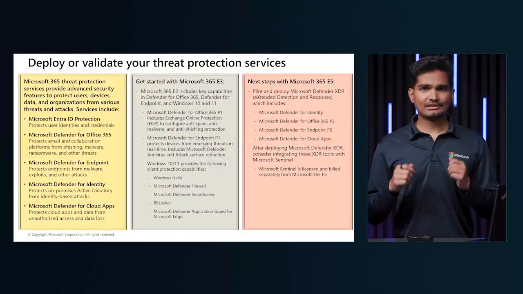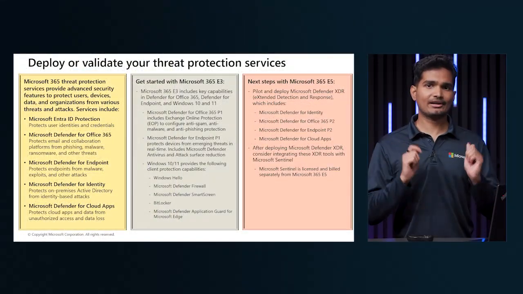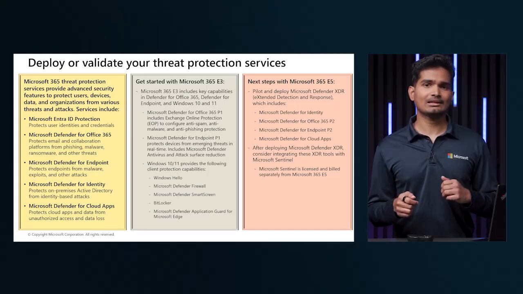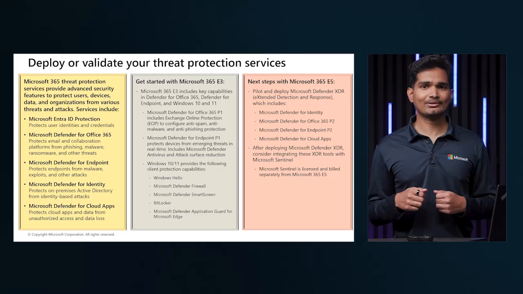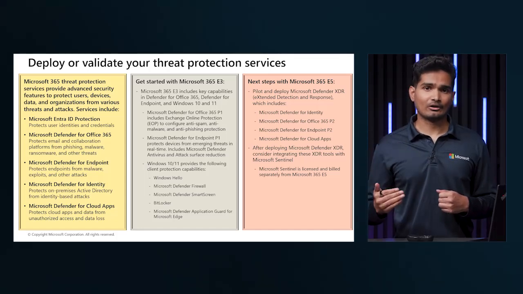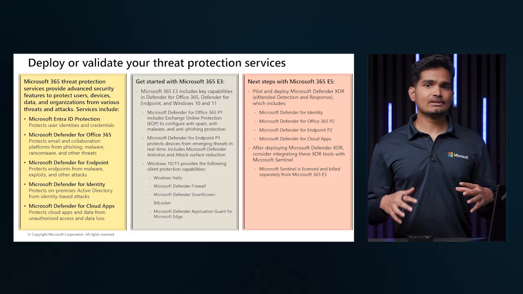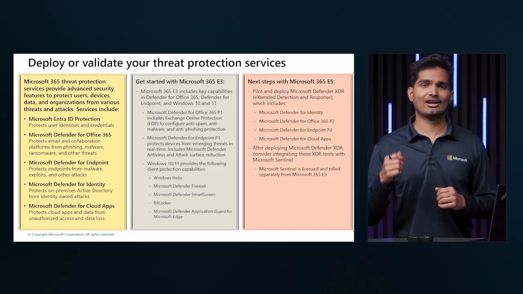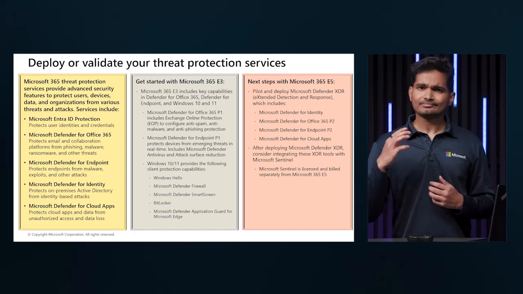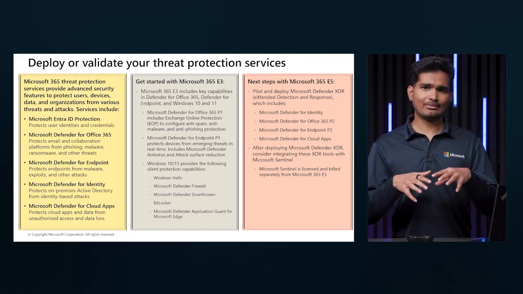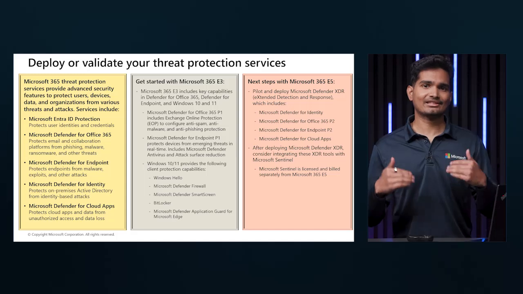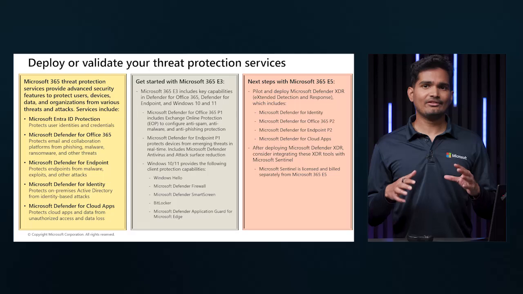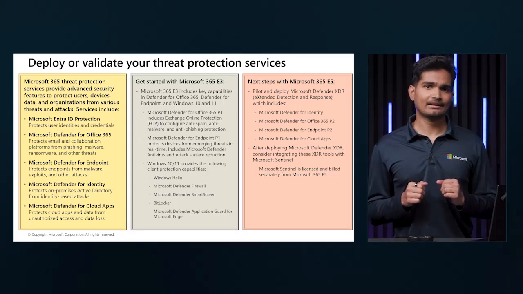And the Microsoft 365 E5 includes Microsoft Defender for Identity, Microsoft Defender for Office 365 P2, Microsoft Defender for Endpoint P2, Microsoft Defender for Cloud Apps. Also consider integrating with Microsoft Sentinel. After deploying Microsoft Defender XDR, consider integrating these tools with Microsoft Sentinel for advanced threat detection and response. And these are licensed separately from Microsoft 365 E5.